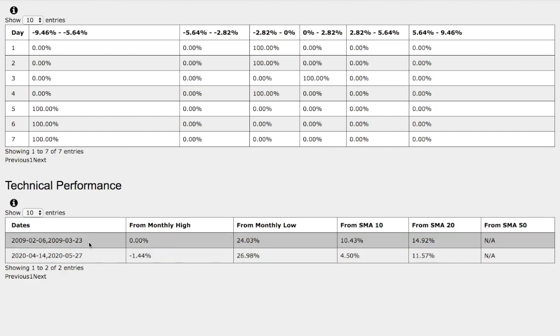So now let's compare it to the trend in the past. Back then it was only 0% from monthly high, and it was up 24% from monthly low, up 10% from the 10 simple moving average, and up 15% from the 20 simple moving average. So among the two trends, there are technical similarities.